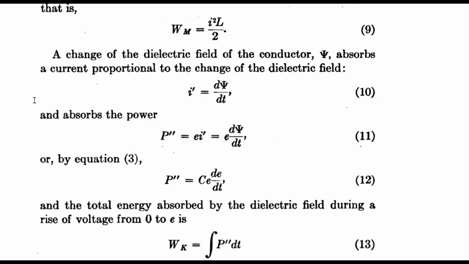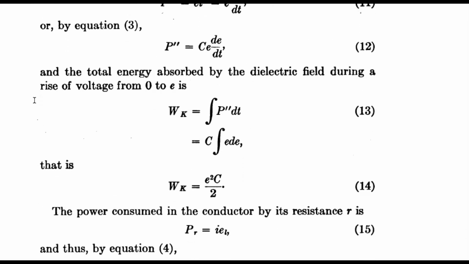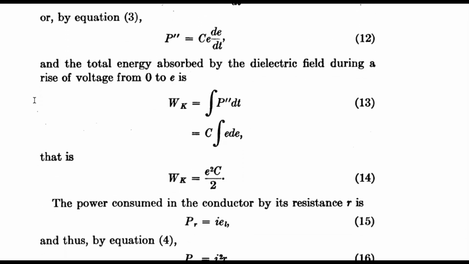The total energy absorbed by the dielectric field during a rise of voltage from 0 to E is represented as W sub k and is calculated as the integral of P double prime over time. This simplifies to C times the integral of E with respect to E. That is, the energy stored in the dielectric field, represented as W sub k, is equal to 1/2 of E squared times C.